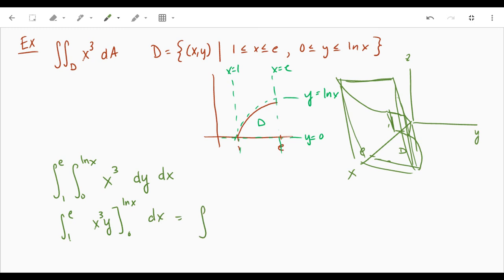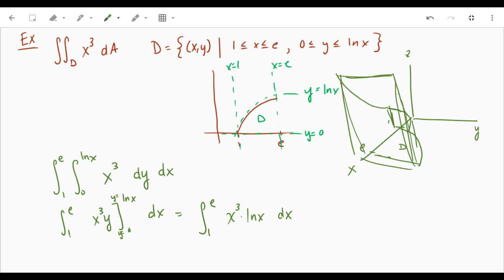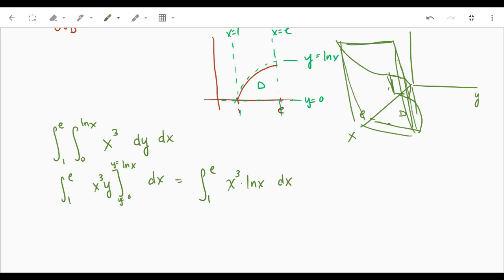Remember, it might be helpful to write y equals and y equals. So we're going to have x cubed times the natural log of x, and then when y is 0, we're just going to have 0. There we go. Oh, we get to do some integration by parts here then, because remember, there is no integral rule for natural log.